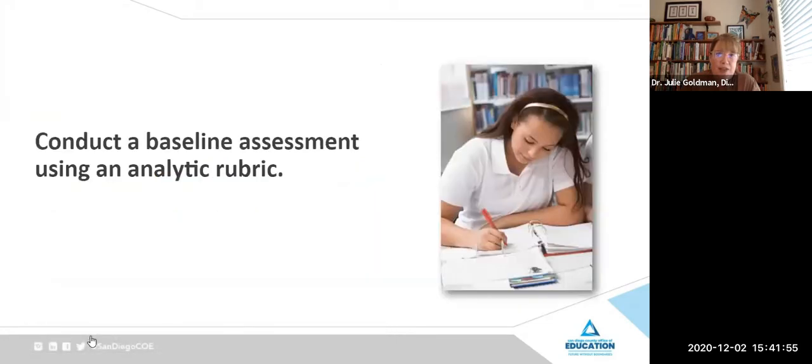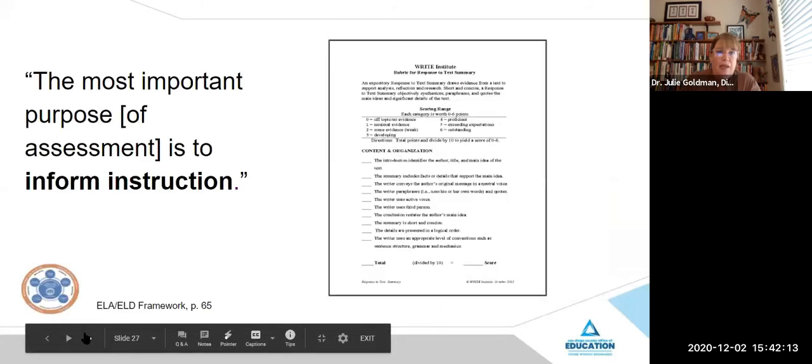So starting this process, as I mentioned before, we want to start with that baseline assessment, because in this way we can use writing to inform our own instruction and use an analytic rubric to do so. And by analytic, on the next slide, we mean criterion based, very specific, like the introduction identifies the author, the title, the main idea. It's very specific.